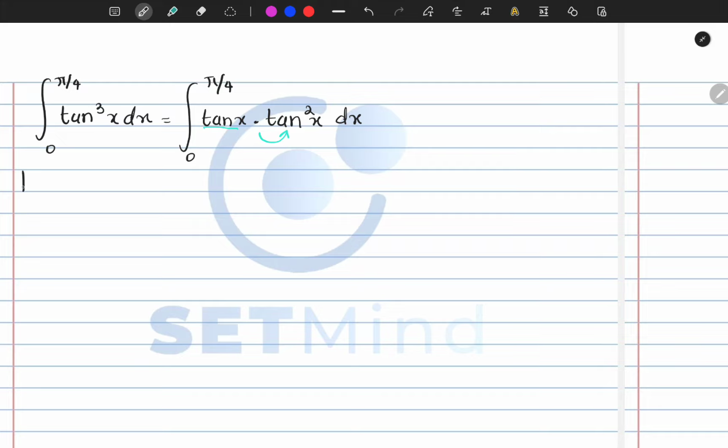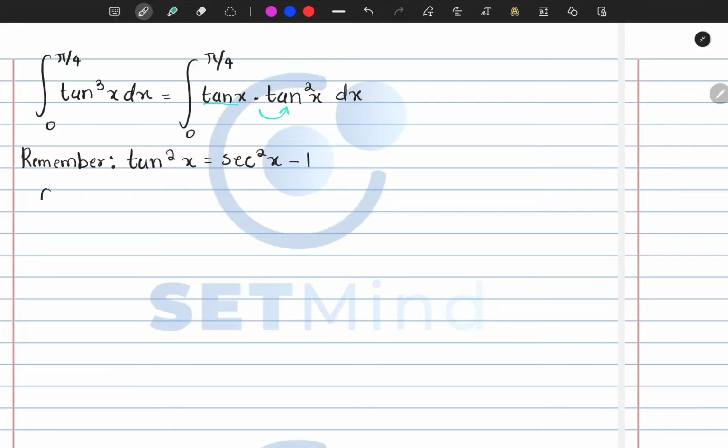So what I'm going to do is remember that tan squared x is the same as sec squared x minus 1. This might be useful because we know that tan is somehow related to sec. So let's rewrite that expression as tan x. The reason tan is related to sec is that the derivative of tan x is sec squared x.